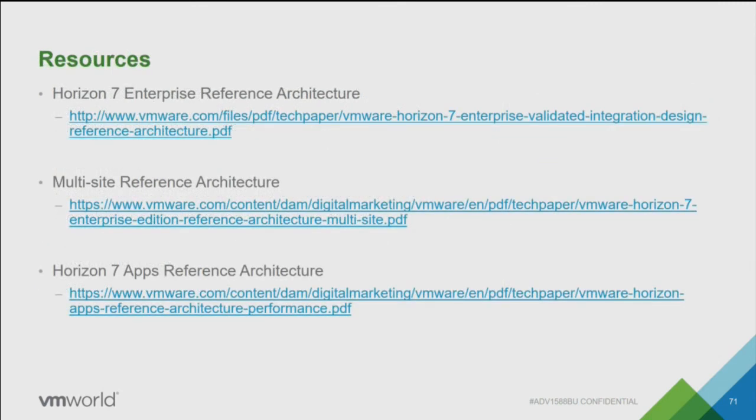Okay, thank you, Frank. 3 reference architectures I mentioned at the beginning. Frank took you through the Horizon 7 Apps one. The 2 I took a lot of content from are the Horizon 7 Enterprise one. Go up and find that one. It teaches you how to architect Horizon. It goes into a lot more detail than I was able to cover today, so we don't have a lot of time for it. But also the multi-site one will go through how you architect the different components for multi-site.